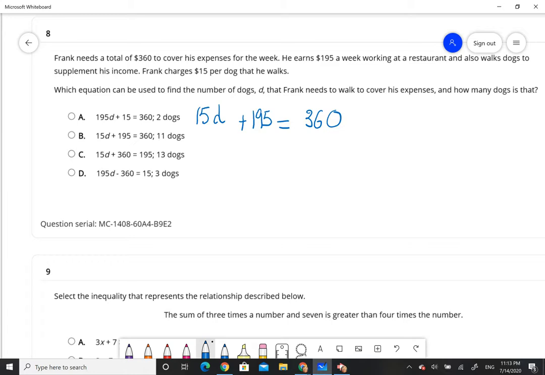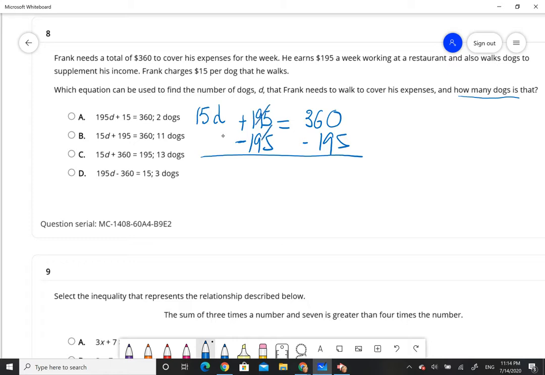Now you need to solve for this. So which equation? 15D plus 195. But then you need to solve to see how many dogs, because they ask for how many dogs. So you need to solve this. First, you subtract the 195 from both sides. Subtract 195 from both sides, right?